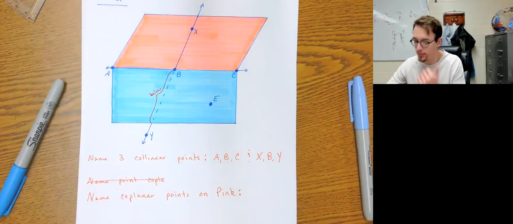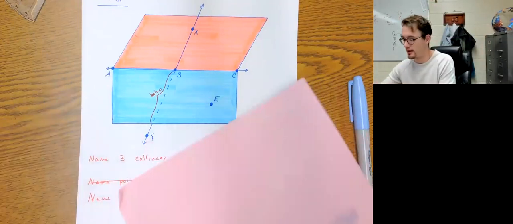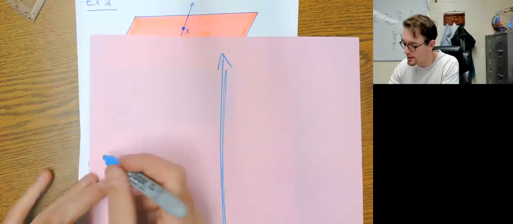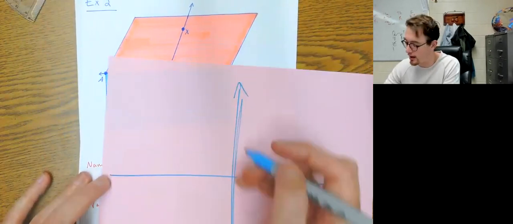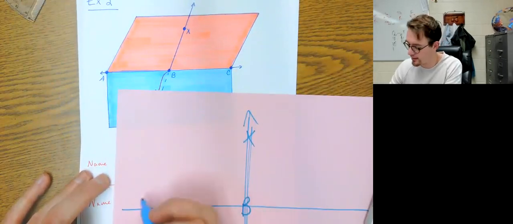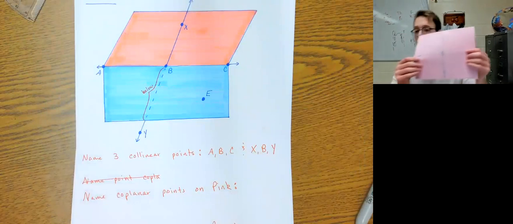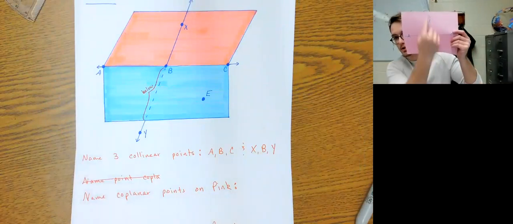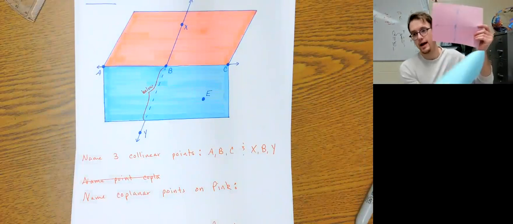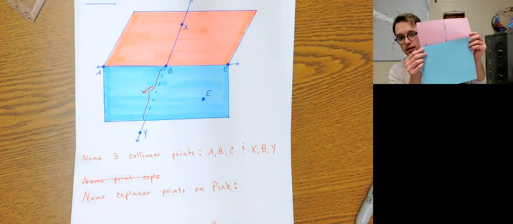But if I'm naming coplanar points on this pink plane, I need to actually draw a whole other line on here. So if I have X, B, and Y down here, I also have A and C. So I actually have X, B, Y, which is going up and down, and then I have ABC here, where it actually comes up.